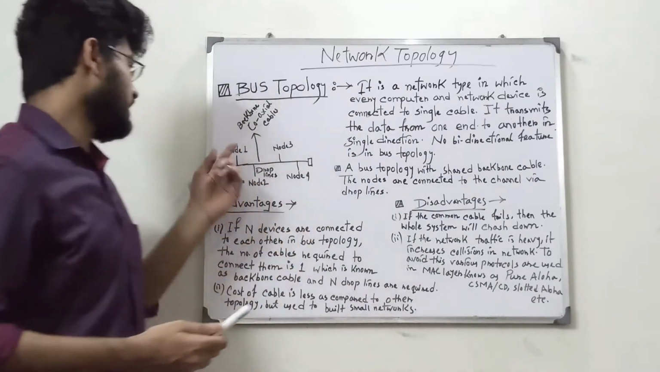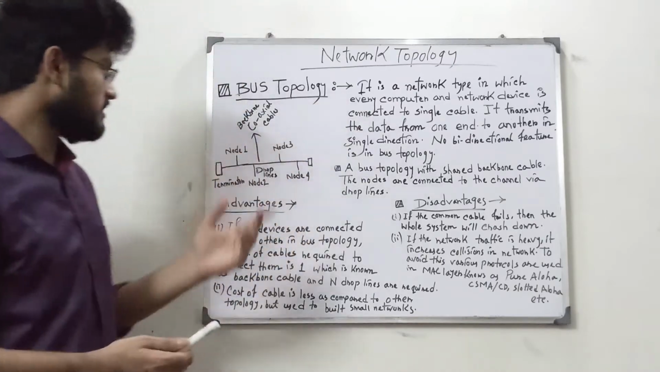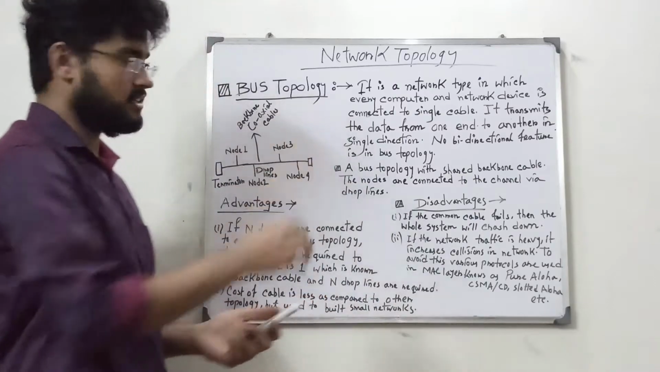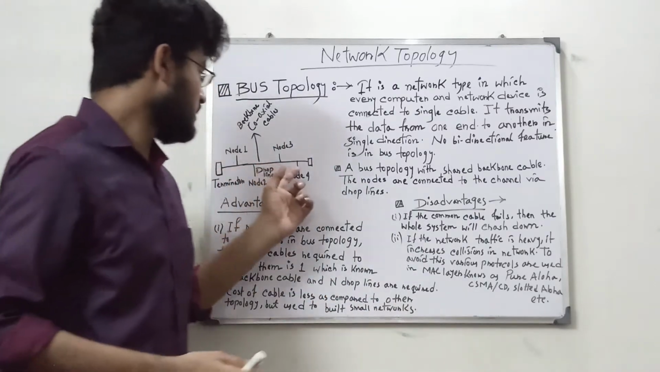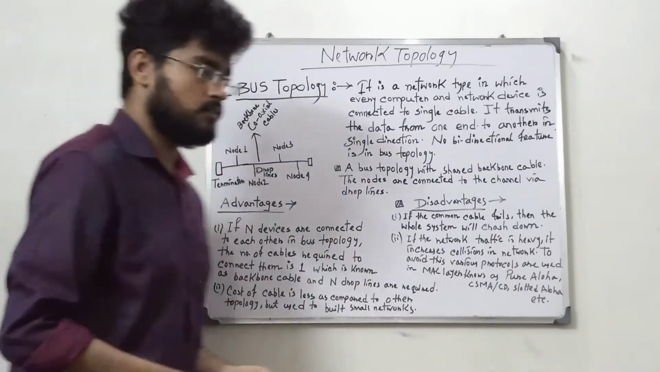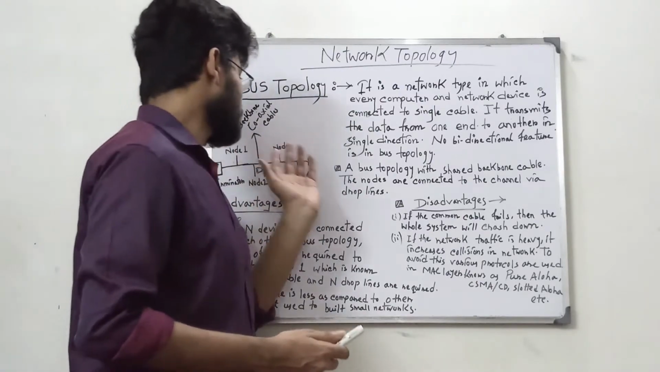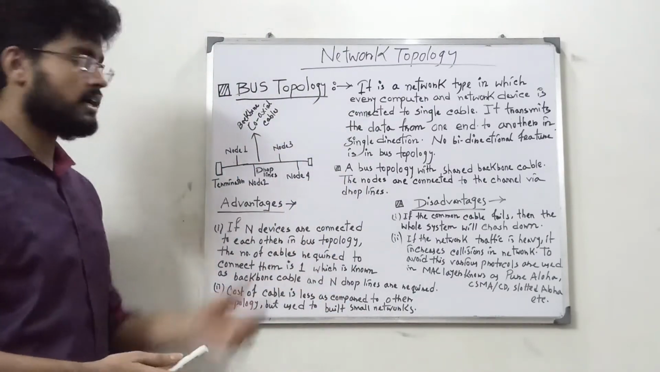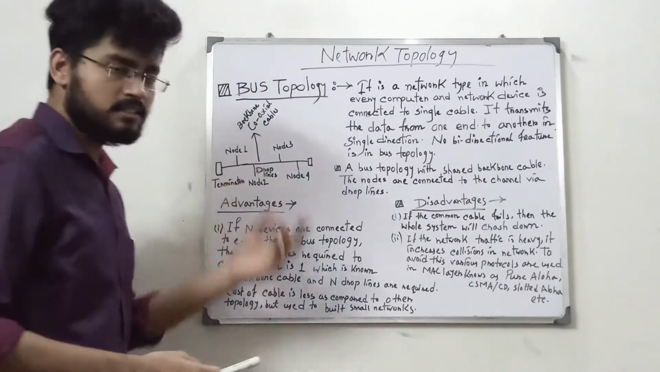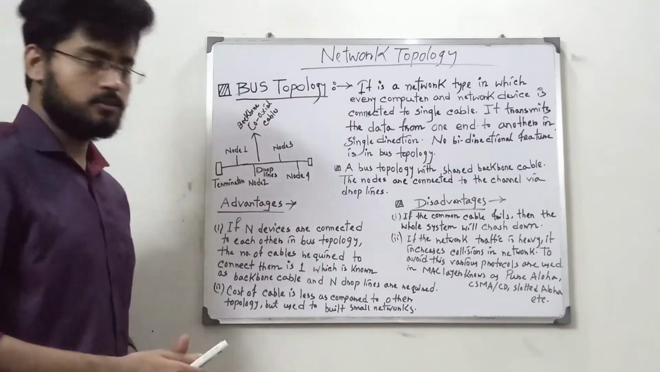If a device, suppose node 1, wants to transmit information to node 4, then first it has to transmit the information to this coaxial cable. Then node 4 receives the information because the host IP address will be there. Based on that address, node 4 receives the information sent from node 1 through the coaxial cable. The lines by which the nodes are connected to the coaxial cable are known as the drop lines.